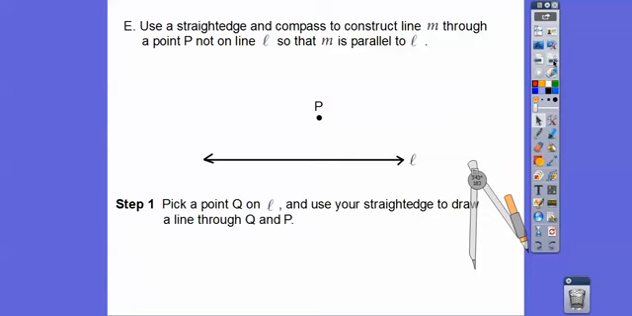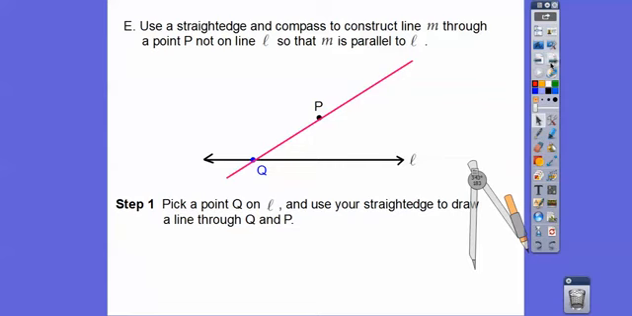Let's pick a point on line L and use your straightedge to draw a line through Q. So I'm going to put a point right over here, and then pick up my straightedge and draw a line right through those two points. I think I missed them just a little bit, but there it is.